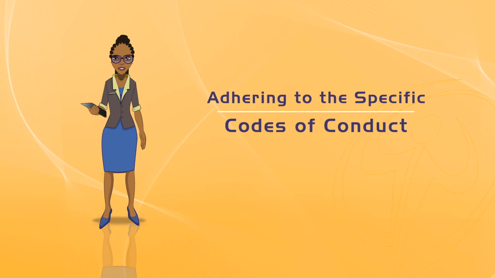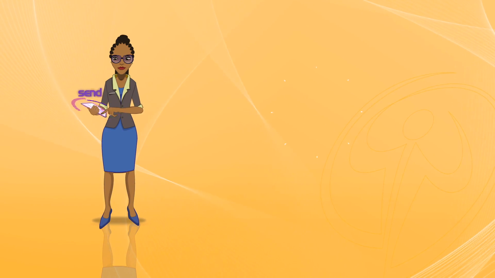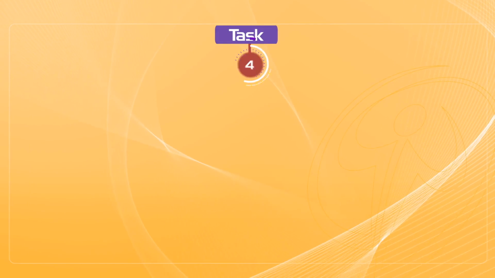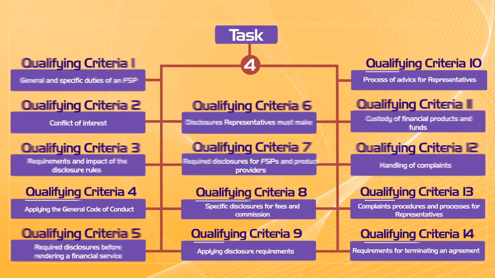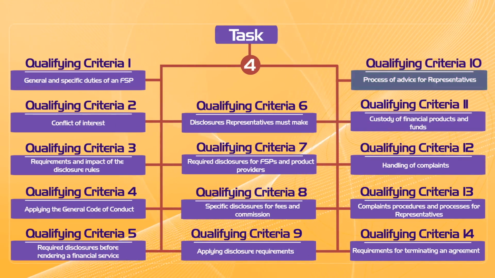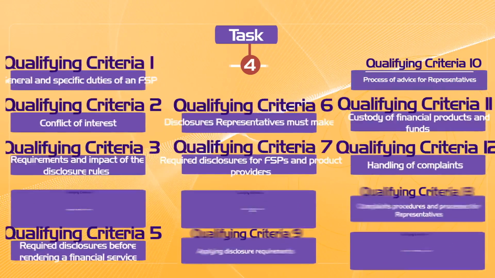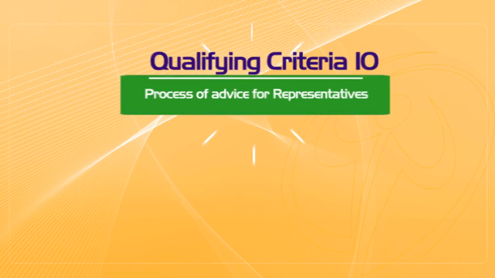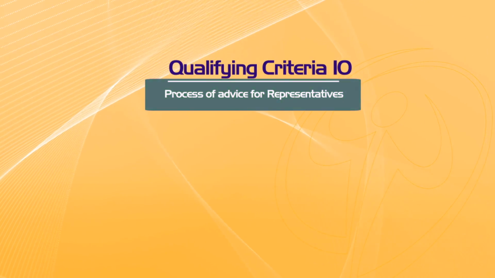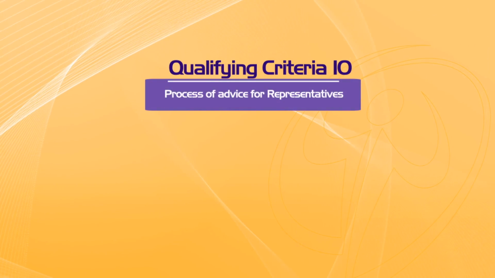Task 4 talks about adhering to the specific codes of conduct. Task 4 has 14 qualifying criteria. Let's look at Task 4, Qualifying Criteria 10. Explain the process of advice that should be followed by a representative.